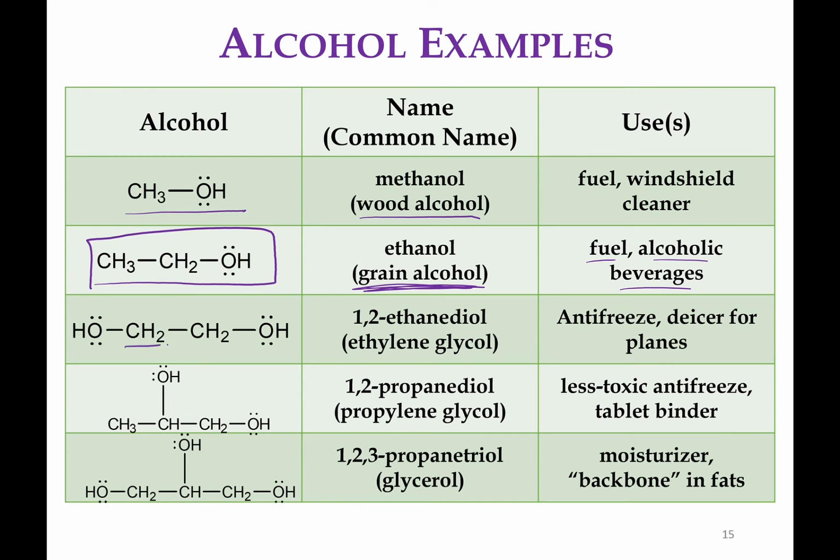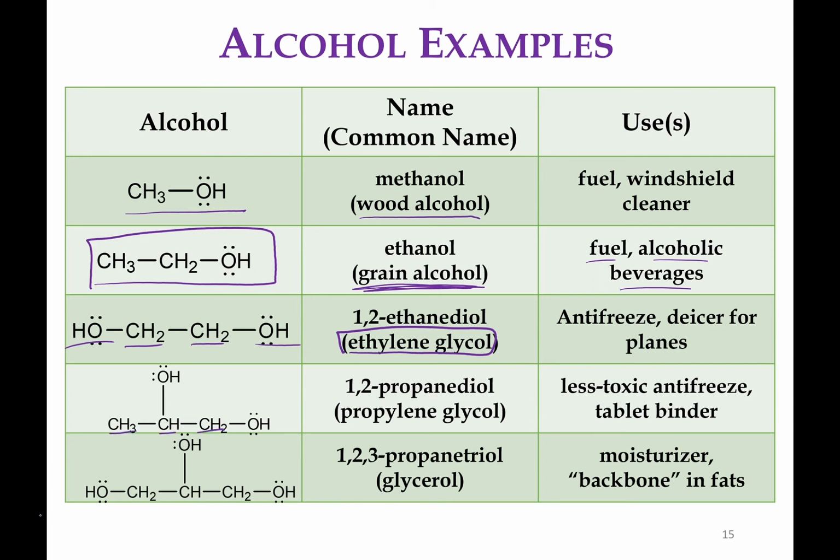All right, we have 1, 2 carbons, and we have 2 OHs. So this is ethane diol. We had this one earlier. This is also known as ethylene glycol. This is what's in antifreeze and what they use to de-ice planes in some cases.